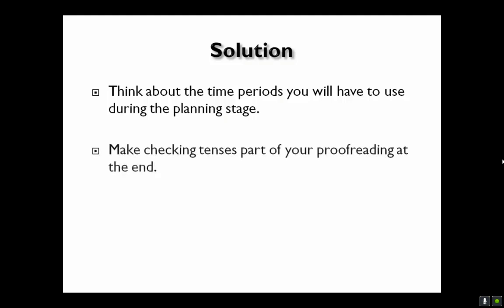And also make checking tenses part of your proofreading at the end. So during the planning stage, note down which tense you're using, and then during the proofreading at the end, when you've finished and you're checking everything, just make sure that the verbs, which are the keywords that will show that you've used the tenses correctly, are in the correct tense. Just check those verbs to make sure that everything is in the correct tense.